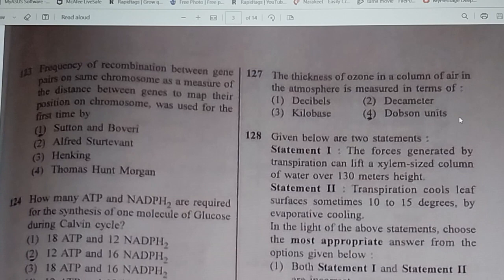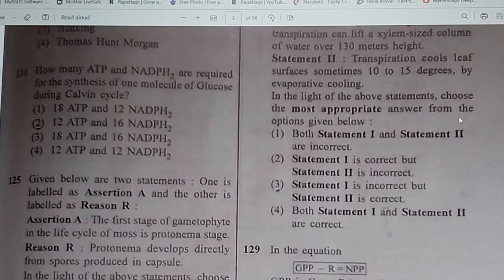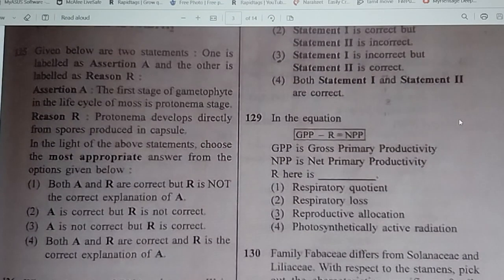123. Frequency of recombination between gene pairs on the same chromosome as a measure of distance between genes to map them was used by Alfred Sturtevant, option B. How many ATP and NADPH2 are required for the synthesis of one molecule of glucose during the Calvin cycle? It is option A, 18 ATP and 12 NADPH2. This question we also discussed in the KLBiologyNEET channel, children. So 125.